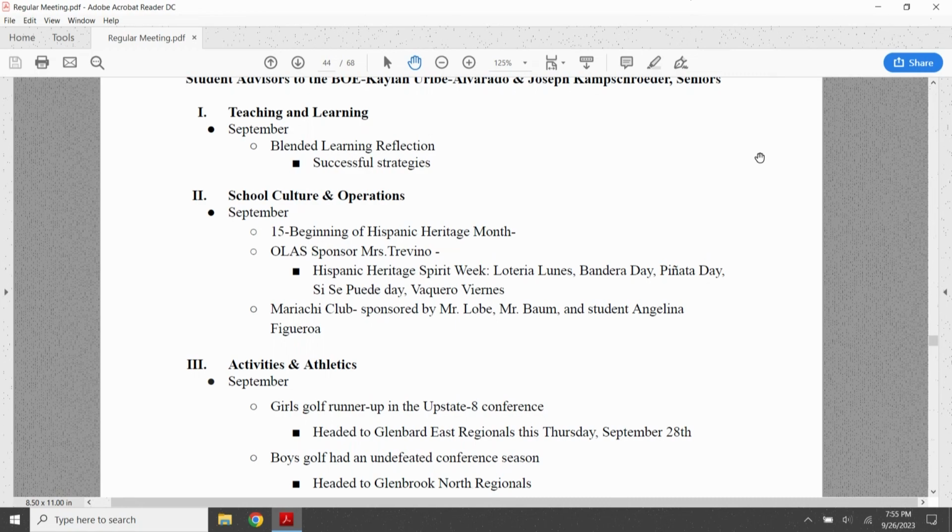And then on Friday, we had Vaquero Viernes, which was Western style. It's very popular in Mexico with ranchos, farms. And we thought we'd like to represent that in a way for that week.